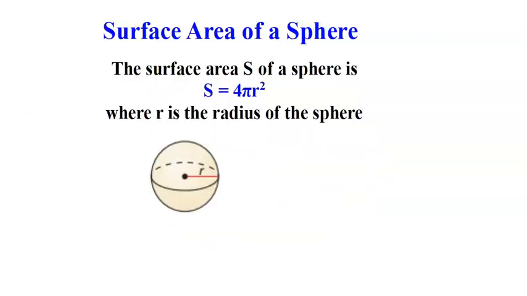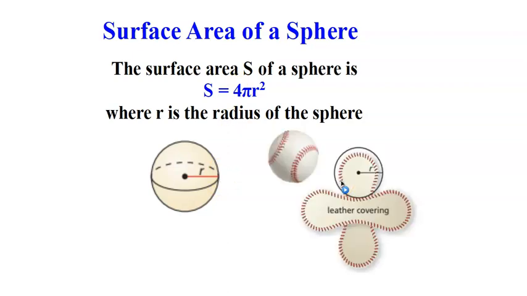So here we go. Surface area of a sphere is 4 pi r squared, all right, where r is the radius of the sphere. And one way to think about that, think about a baseball. If you take that leather covering off, that leather covering is kind of sort of 4 different circles, right? And it wraps around the sphere. And the area of one circle is pi r squared, and I have 4 circles, so this is 4 pi r squared, all right? And so that is surface area of a sphere. It's 4 pi r squared.